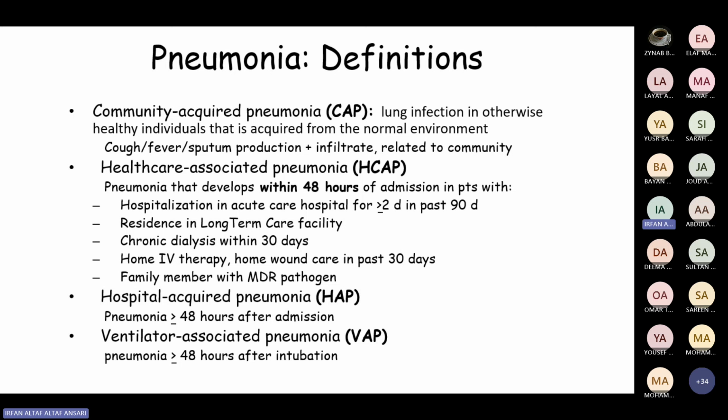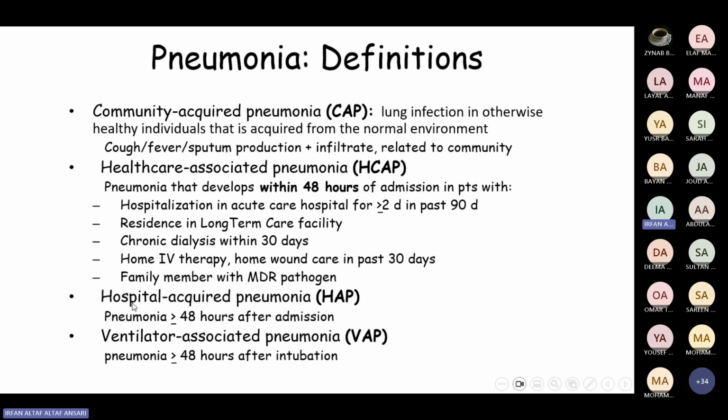So your patient, as I explained just now, has received some kind of health care, either a past 90 days admission, or he is in a residential health or long-term healthcare facility, or dialysis within 30 days, home IV therapy. Sometimes a patient is discharged home from hospital and they are told to take this IV injection, or dressing at home within 30 days. Something related to healthcare, and he develops pneumonia within 48 hours. It is healthcare associated pneumonia.